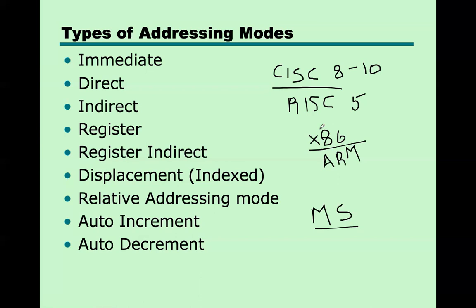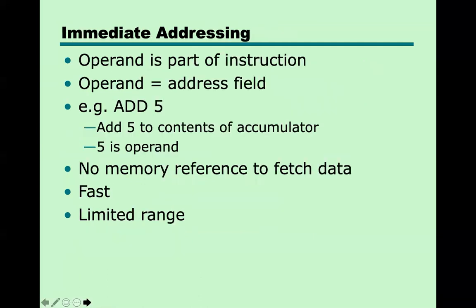Normally these are the main addressing modes, one by one: immediate, direct, indirect, register, register indirect, index addressing mode, relative addressing mode, auto increment, and auto decrement. So these are the 9 or 10 main addressing modes we need to know about. In different addressing modes, we calculate the address of an operand in a different way. One by one we will see.